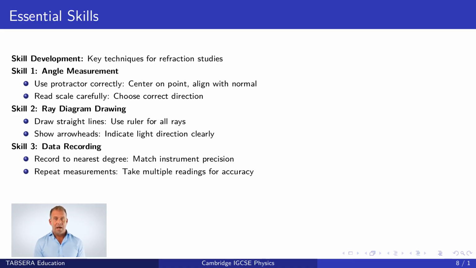Second, ray diagram drawing requires precision. Draw all light rays as straight lines using a ruler. Show arrowheads clearly to indicate the direction of light travel. Third, data recording must match your instrument precision. Record angles to the nearest degree, as this matches typical protractor accuracy. Take multiple readings and calculate averages to improve measurement reliability.